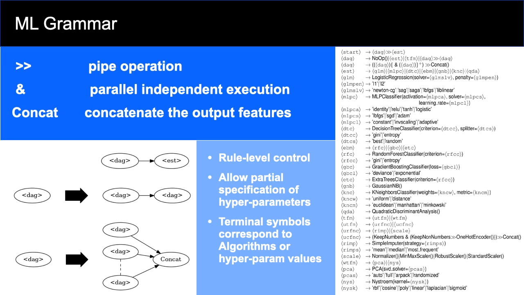We start by introducing an example machine learning grammar. The grammar is an input to our system and can be easily modified. Among the terminal symbols, we have pipe operations, parallel independent execution, and concatenation of the output features. Grammars allow for rule-level control, for example, by specifying rules for a collection of possible algorithm hyperparameter values. Other terminal symbols of the grammar correspond to various algorithms and to their hyperparameter values.